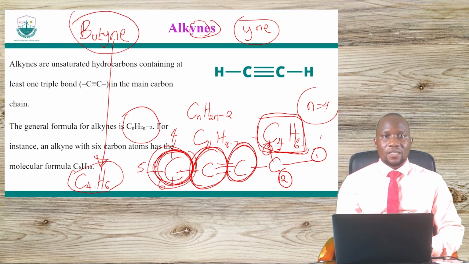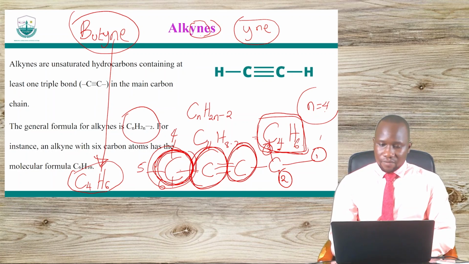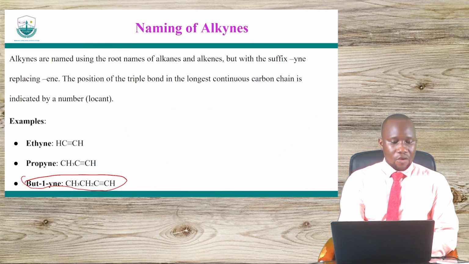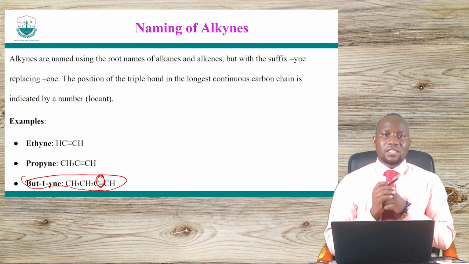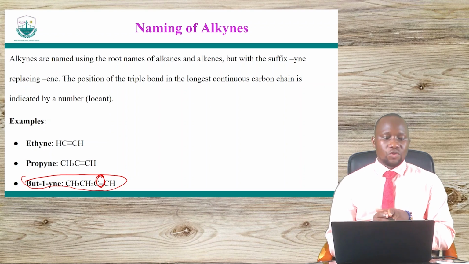What's the difference? The difference is in indicating the position of the triple bond. So the position of the triple bond here is at carbon 2. Okay, carbon 2. And here, but-1-yne is indicating that the triple bond is at carbon 1. What concept is that? That is the concept of isomerism, positional isomerism, right? Yes. So that is something that you can note there.